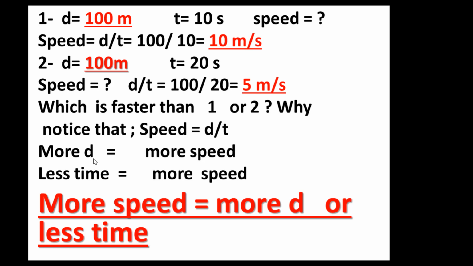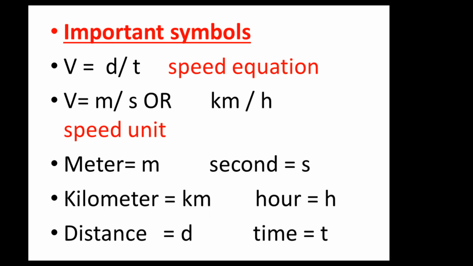In general, more distance means more speed, less time means more speed. More speed equals, in general, more distance or less time. Remember, simple velocity equals distance over time. Velocity v, distance d, time t.